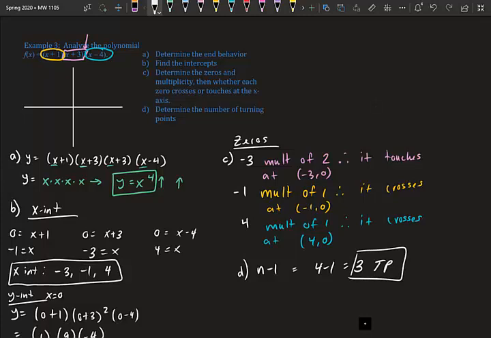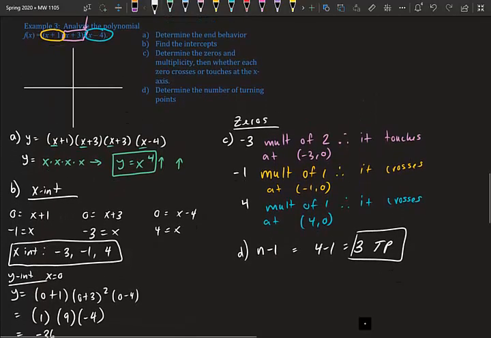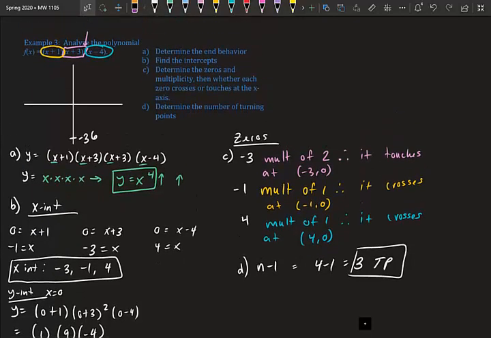So let's go ahead and plot our zeros and our y-intercept. So our y-intercept, we have negative 36. So I'm just going to make that negative 36 all the way at the bottom. And then for zeros, it goes negative 3 to 4. So I'm going to make each x go to 4. And then I'll make the top 36. Alright, my intercepts that I have, we have 0, negative 36. We also have 3 x-intercepts at negative 3, 0, negative 1, 0, and 4, 0.